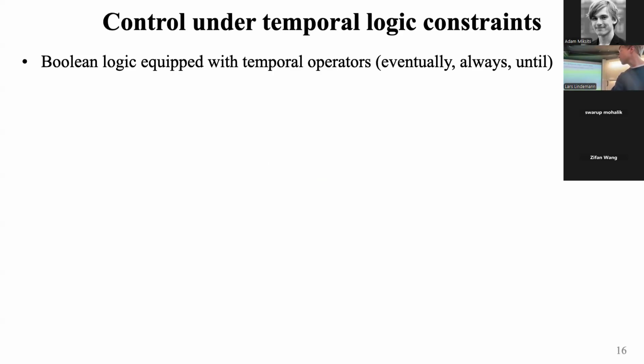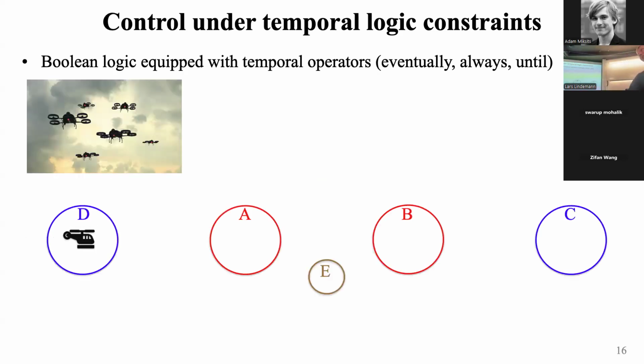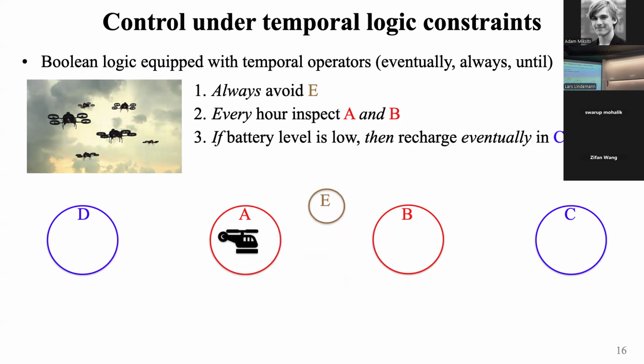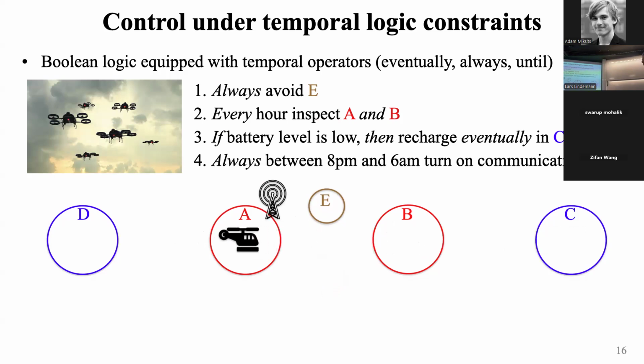Now, you know about temporal logic. I usually have a slide to explain it to people that don't. It's Boolean logic equipped with temporal operators, and you can express high-level specs. Here, I just picked an example to illustrate it. Always avoid region E. Every hour inspect regions A and B. Whenever the battery level is low, recharge in C or D, right? And always between some time turn on communication. So these are Boolean temporal objectives that you've probably seen a couple of times in licentiate or PhD defenses.